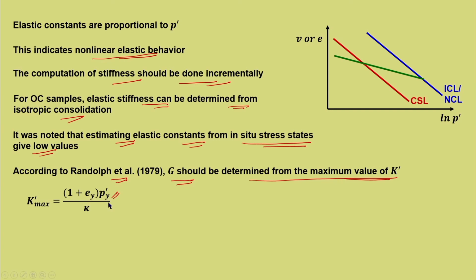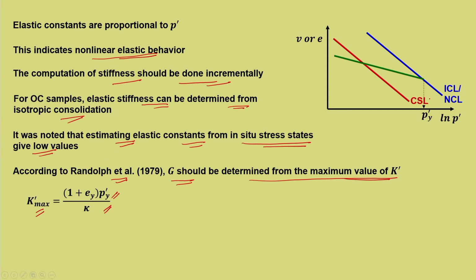And what is the maximum p dash? That is the yield stress for that particular yield curve, that is the extreme point of the yield curve, which is p dash y. So, k dash max should be 1 plus e y p dash y upon kappa. So, that is according to the recommendation given by Randolph and others.